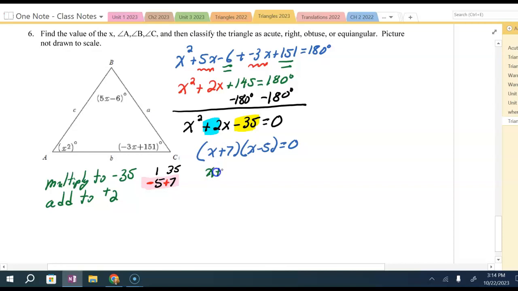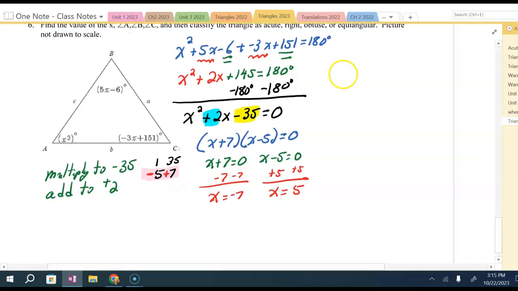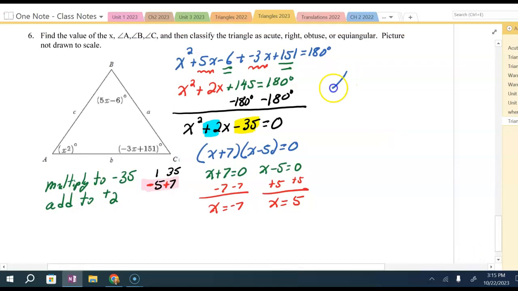We'll set each piece equal to 0. And then we need to solve each piece. So we're going to subtract 7 from both sides, and we'll get x to be negative 7. We'll add 5 to both sides, and we'll get x to be 5. Now there are two solutions to this problem, and now we need to plug in for A, B, and C.